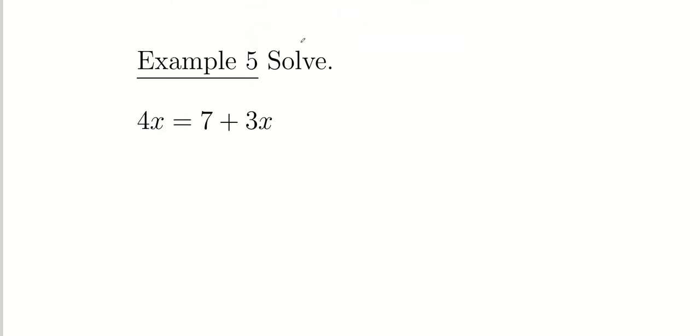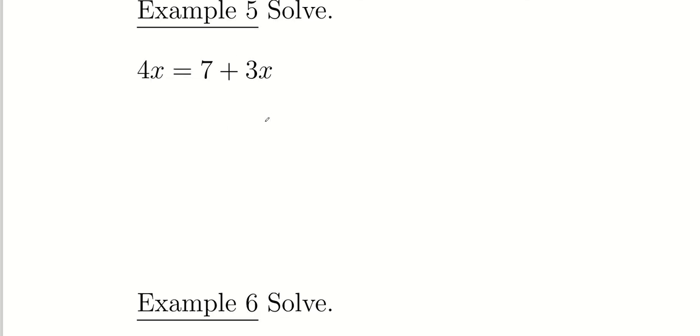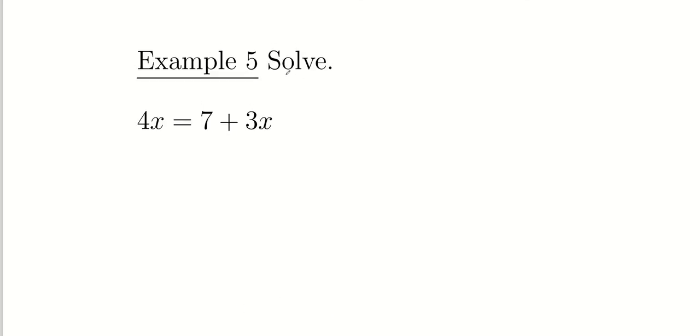Let's take a look at another one. In example 5, we are asked to solve 4x equals 7 plus 3x. This one is a little bit different in that each side is already simplified to start, so that part's done for us. However, whenever we try to solve, remember, we want to make it look like x equals a number. And when you do that, your variable should be on just one side of the equation.